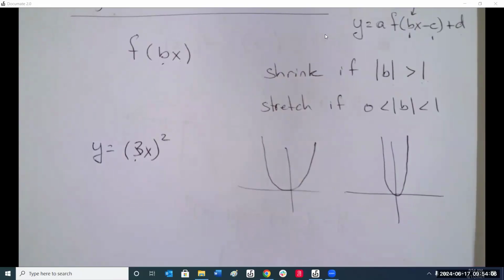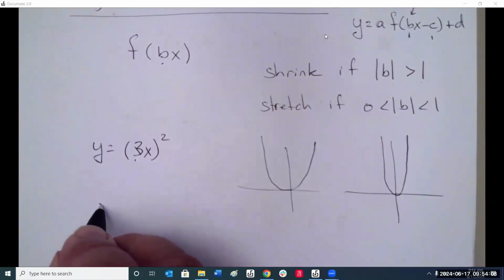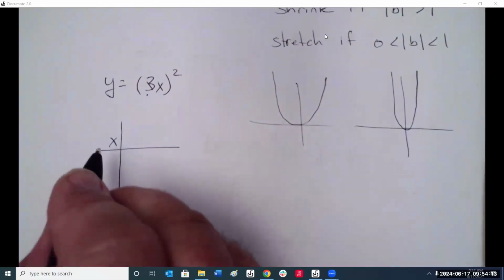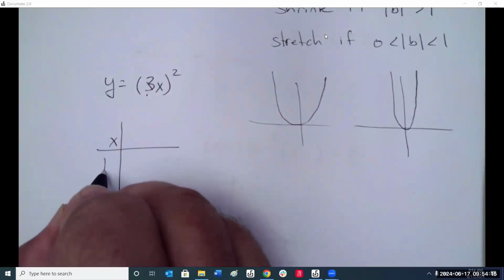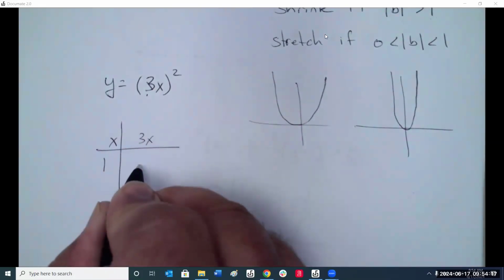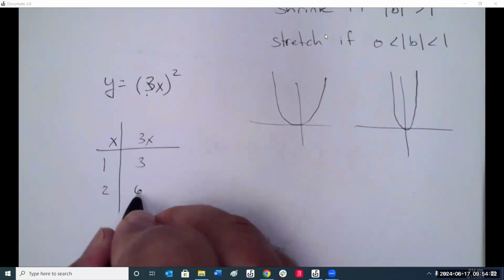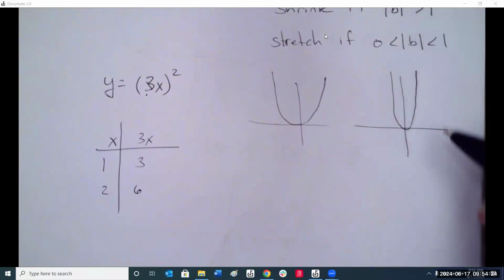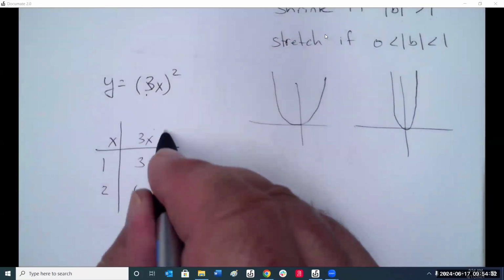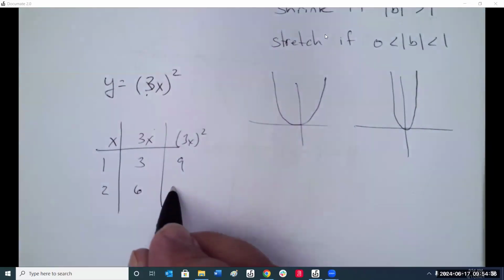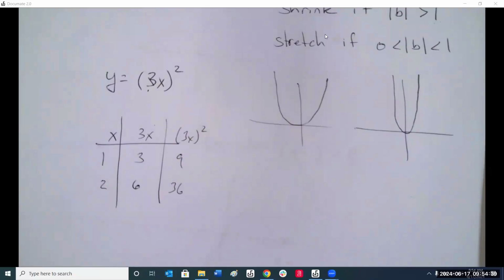The reason for this: if x is 1, then 3x is 3. If x is 2, then it's 6. So it grows a lot faster. And then you square it, which is 36.